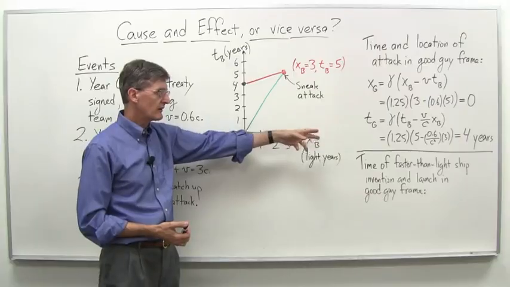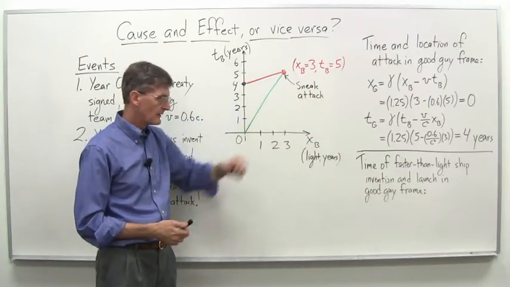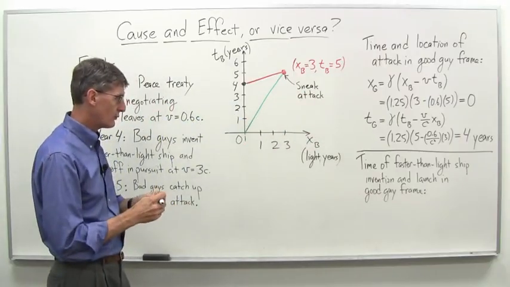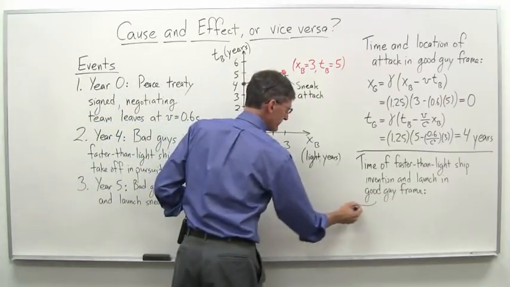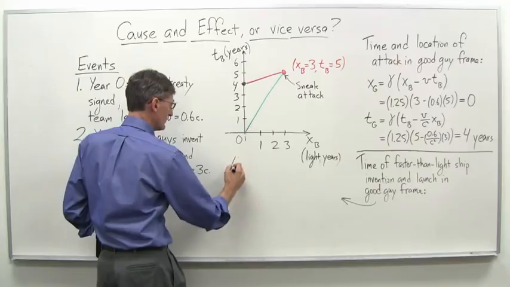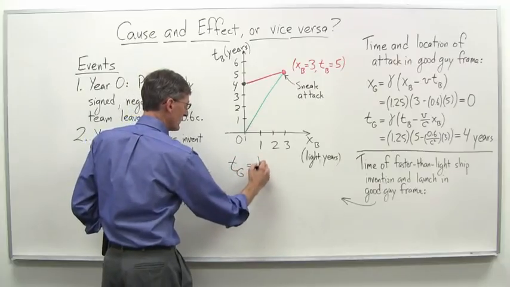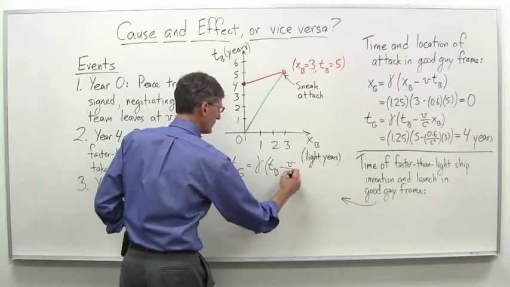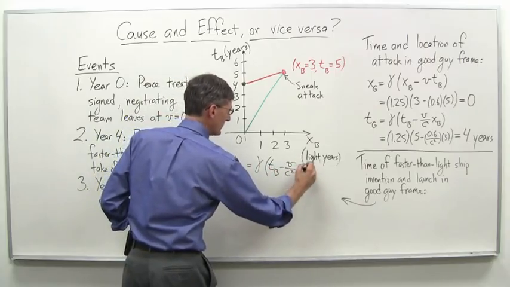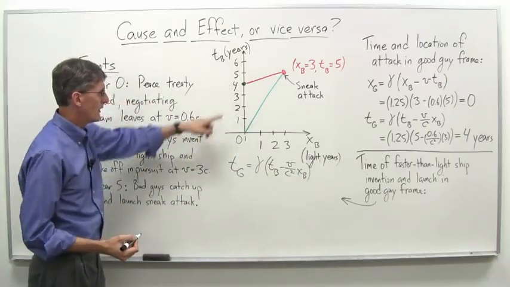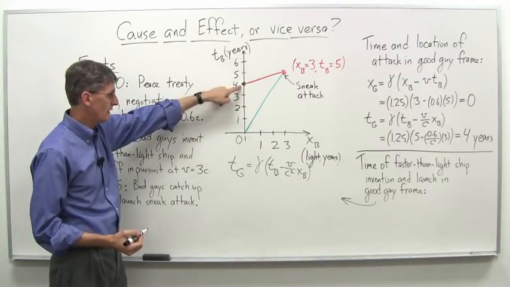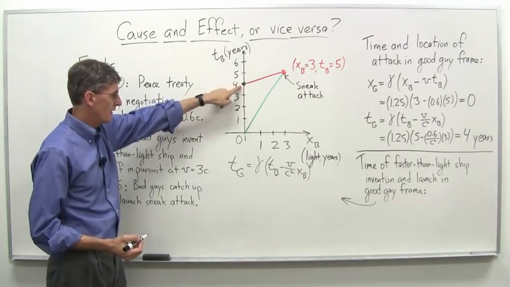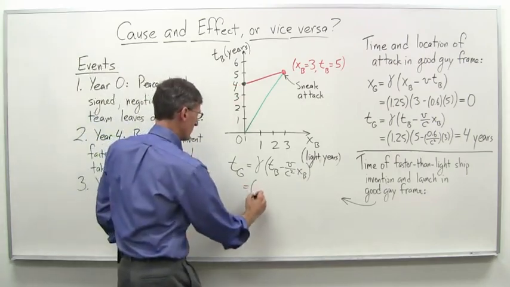We know the sneak attack occurred 4 years in their frame. Let's see what this does. Same equation again. We'll actually just do it over here. So we have, in this case, T sub g equals gamma times T sub b minus v over c squared x sub b. And for the invention and launch right here, we can put gamma in first. So it's 1.25.